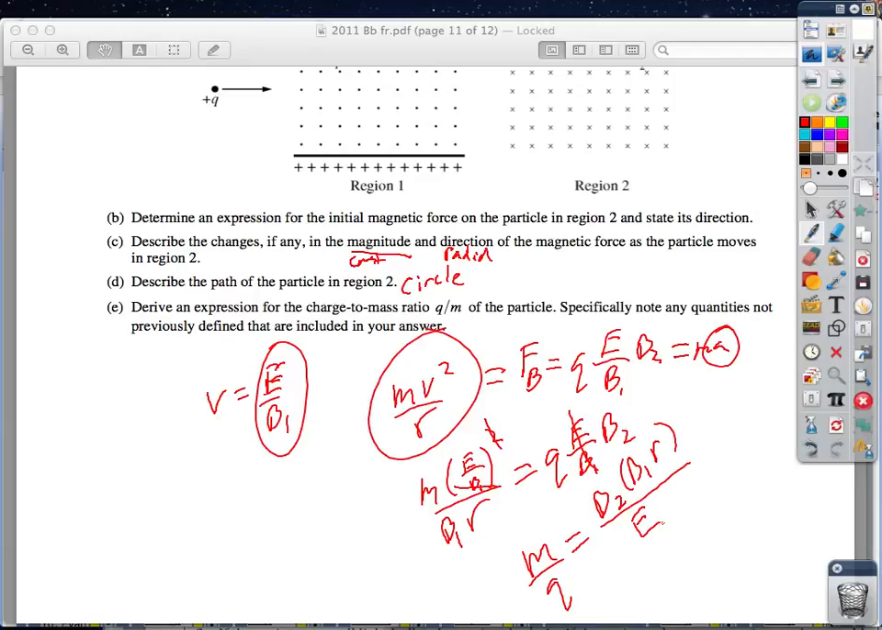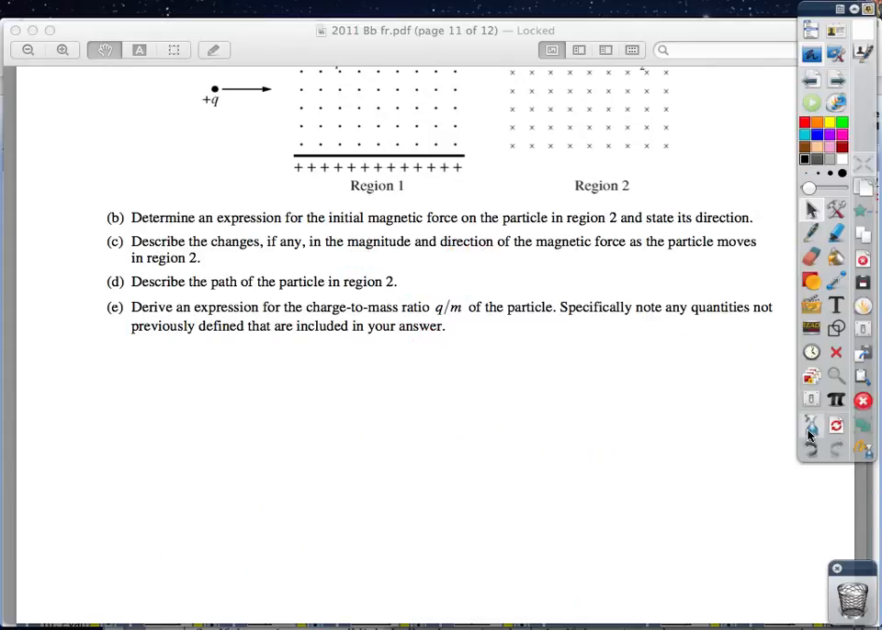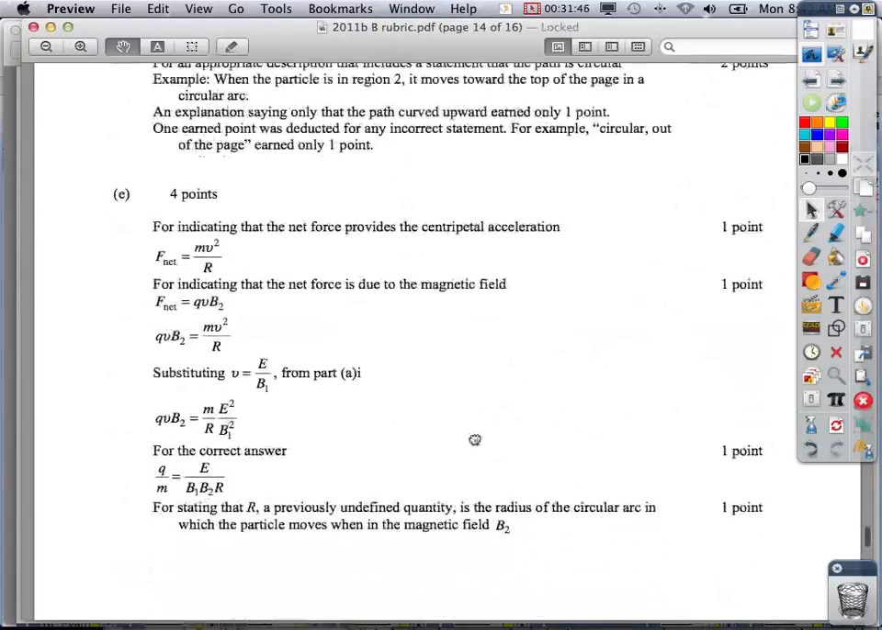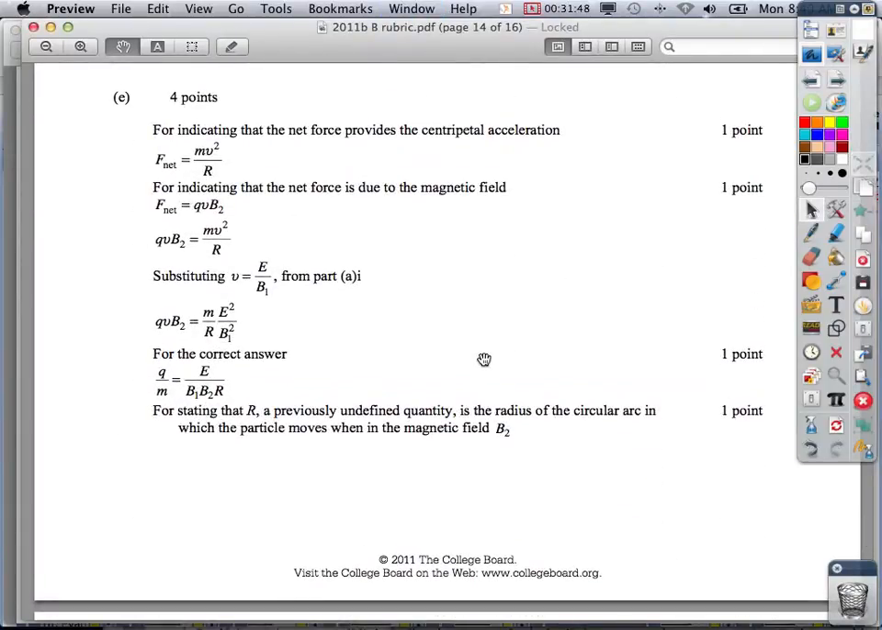We're supposed to come up with q over m, not m over q. So just flip that. q over m becomes E over R B1 B2. At least that's how that plays out in my head. So let's take a look and see if I was correct. q over m is E over B1 B2 R, yes.